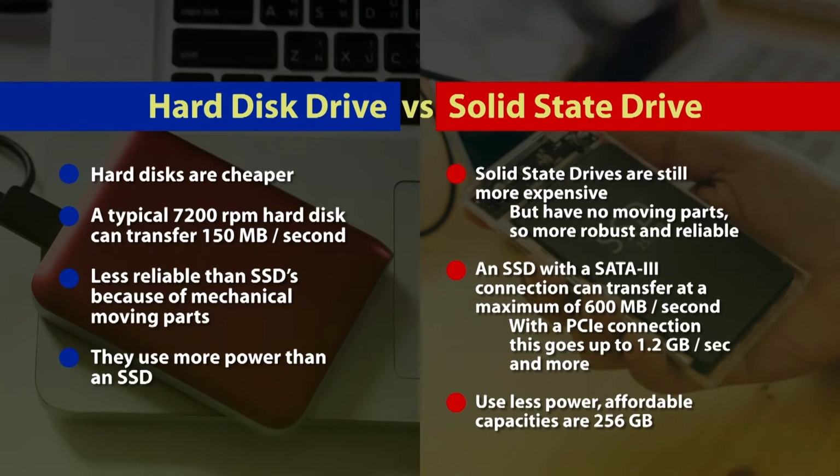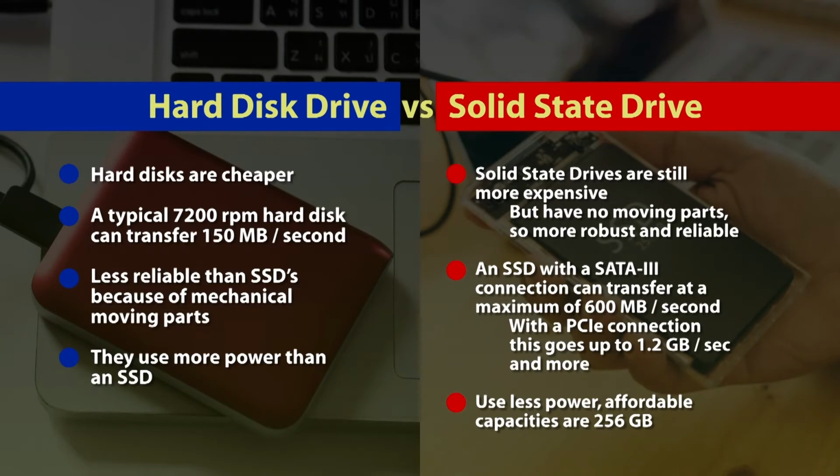Since a solid state drive has no mechanical moving parts, it is more robust and more reliable. Although hard disk drives are still quite reliable, since you have mechanical moving parts, the possibility of their failure is higher. Hard disk drives use more power than an SSD because there is mechanical movement that the electronics has to drive. An affordable capacity for a solid state drive would be say 256 or maybe 512 GB. Beyond that, they would start to become too expensive.